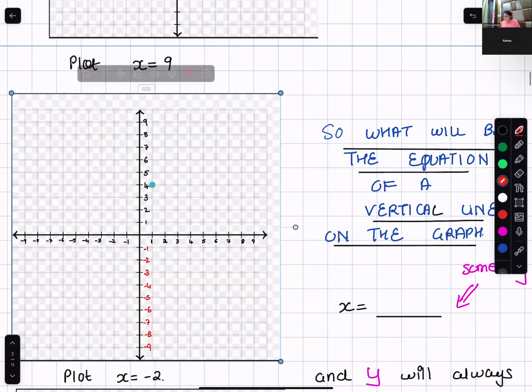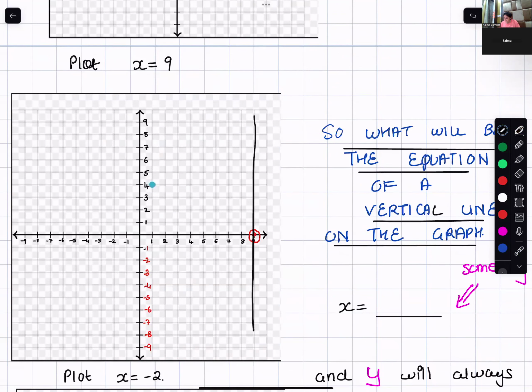Let's say plot x is equal to 9. I'm plotting x is equal to 9. The line would look something like this. Any point on this line would have its x coordinate as 9, and the y coordinate would be 0 if it is on the x-axis. If it is anywhere up or down, it depends.